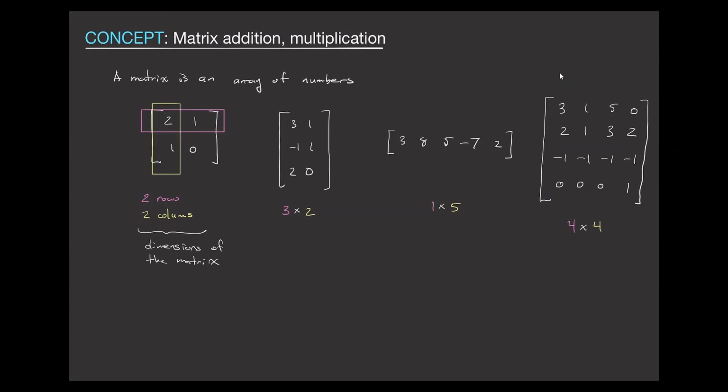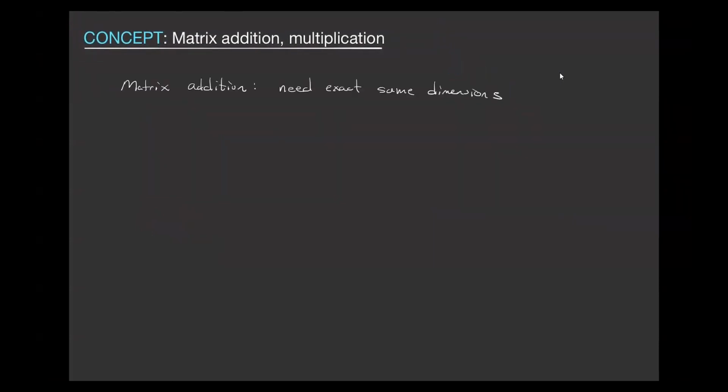Now you can add, subtract, multiply matrices as long as they have the right dimensions. You can add matrices if they have exactly the same dimensions. For instance, you can take the matrix 2, 1, -1, 0, and you can add that to -3, -3, 4, 1, because they have the same dimensions. They're both 2 by 2s.